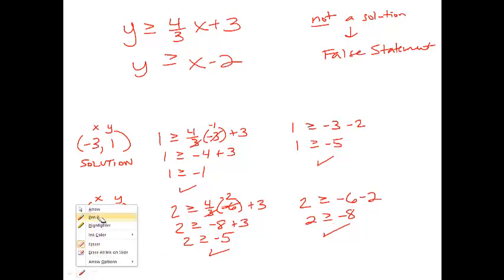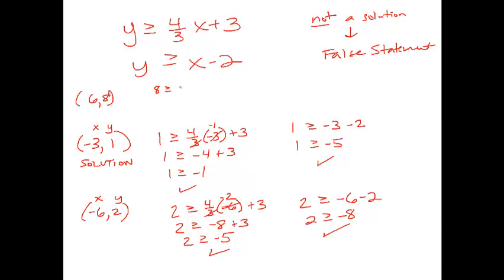All right, I'm going to try to squeeze my next point in up here. We're going to try 6, 8. So 8's going in for the y, 6 is going in for the x, and we're going to go again. Just like I've been doing, I'm going to do the 6 divided by 3 here to get 2. 4 times 2 is 8, and 8 plus 3 is 11. And right here, here's where we got something that's false. 8 is not greater than 11. Therefore, this would be our answer to the problem. This is not a solution, not in the feasible region.